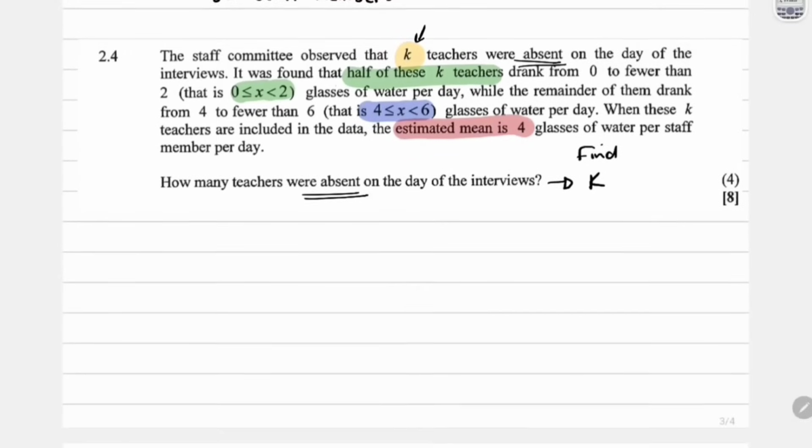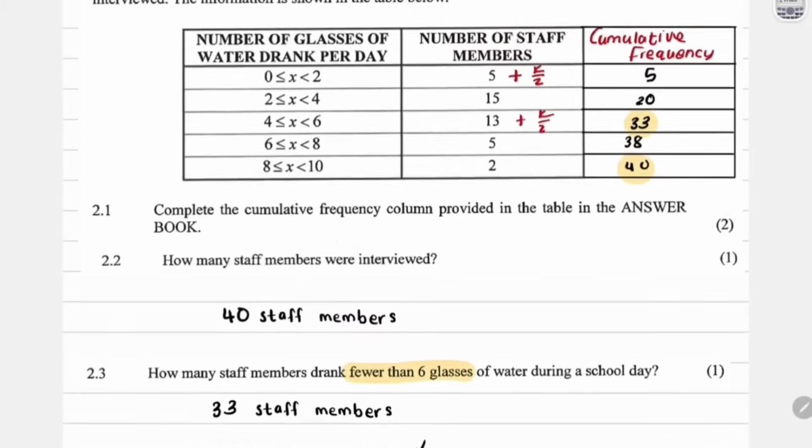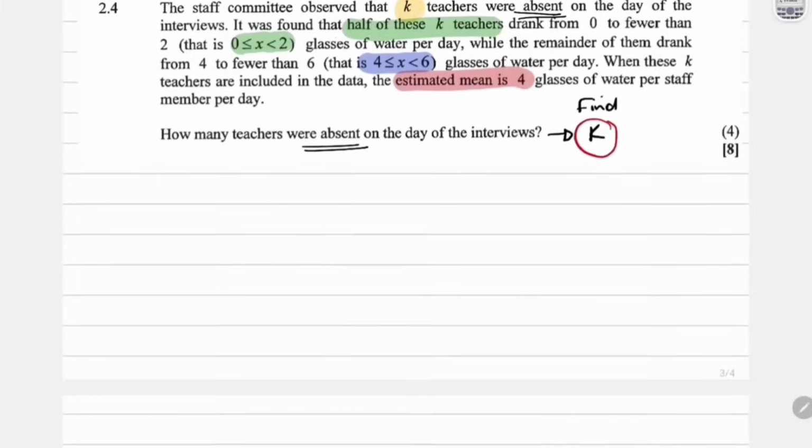And the question they want us to do is find K if they told us that the estimated mean is 4. So because they told you what the estimated mean is, you have to use the calculation for the estimated mean to actually find the value of K. That's the only thing that we can do. It would have been really nice to just use maybe the total number of teachers, but unfortunately we don't know what K is. So we don't know how many teachers there are in total anymore. There used to be 40 teachers, but now these Ks have been added, so we don't know how many teachers there are. So we're going to use the estimated mean calculation, and this is how we calculate that.